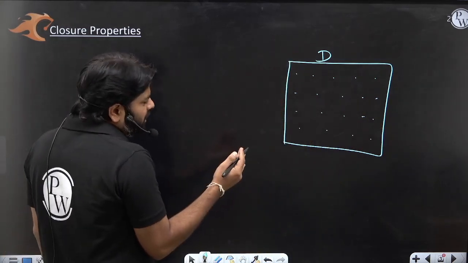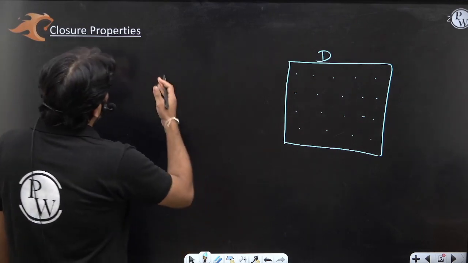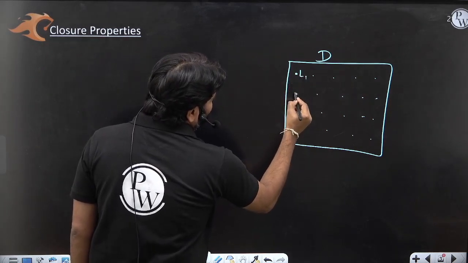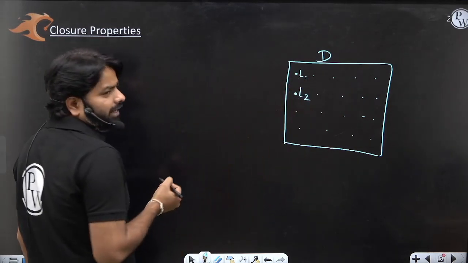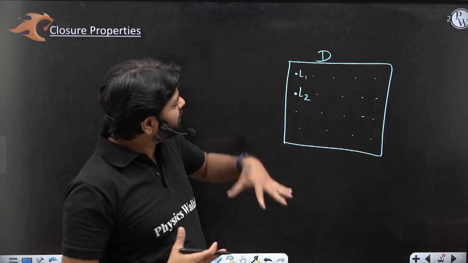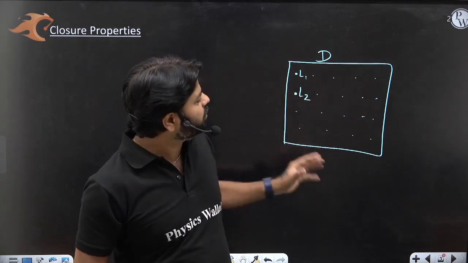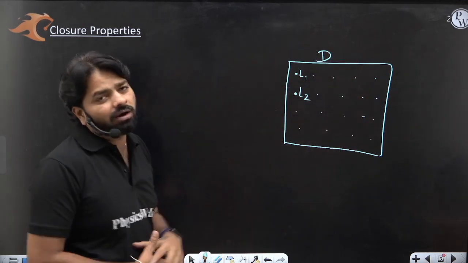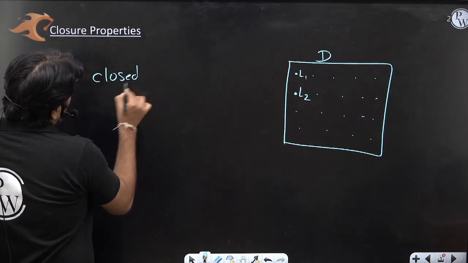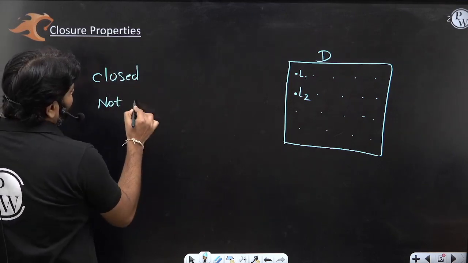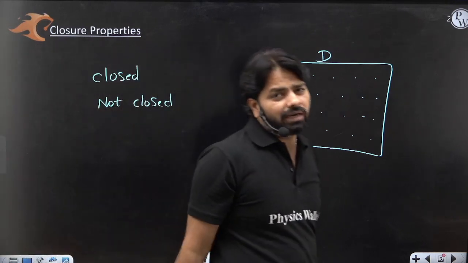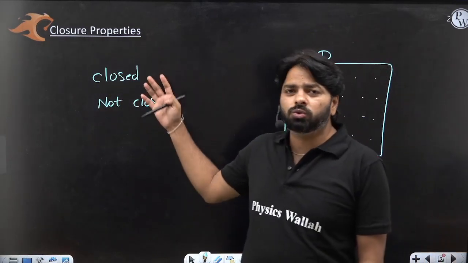And we need some operations, like, let's say, union you are applying. Let's say this is L1 and this is L2. You take every two languages from this domain and apply the union. If the result is always in this domain, then we say that union is closed for this domain. So closed and not closed are the two words that we discuss in closure properties. We already learned these two definitions in closure properties of regular languages.